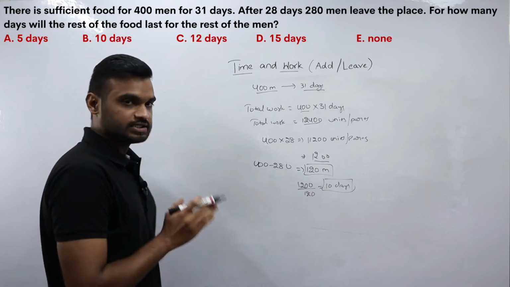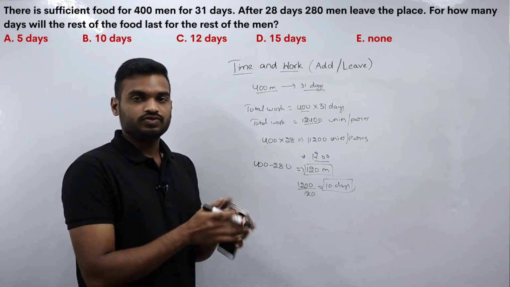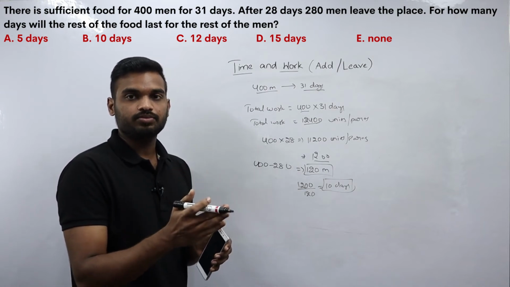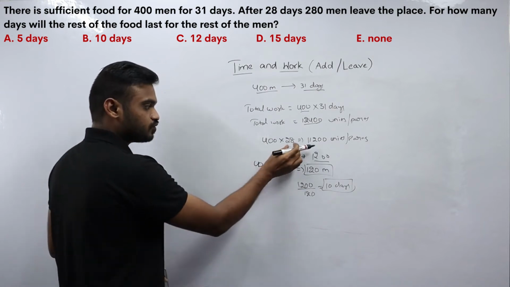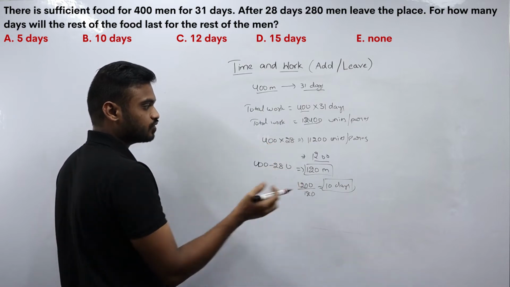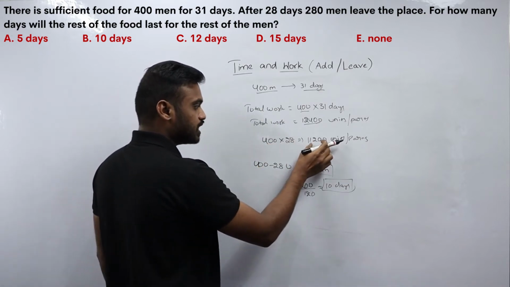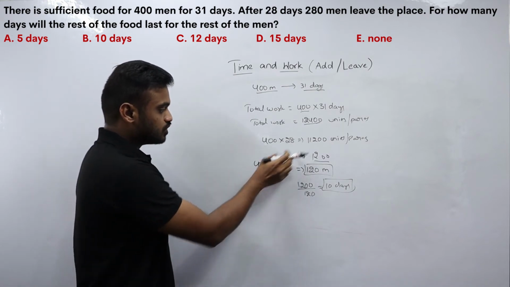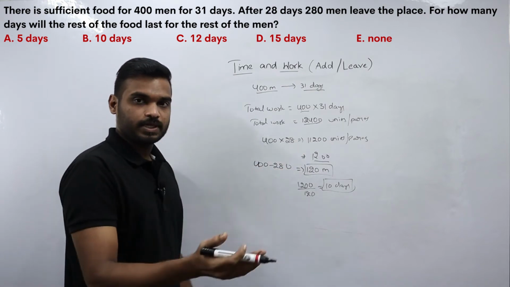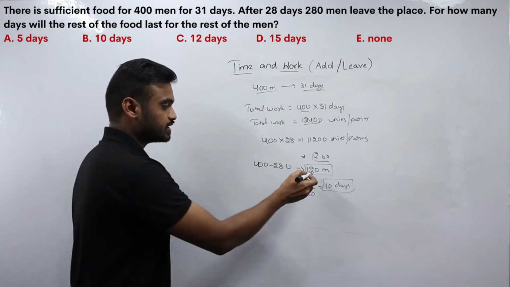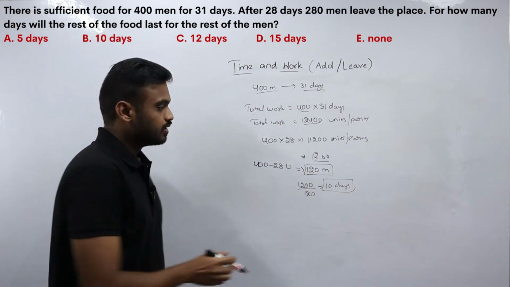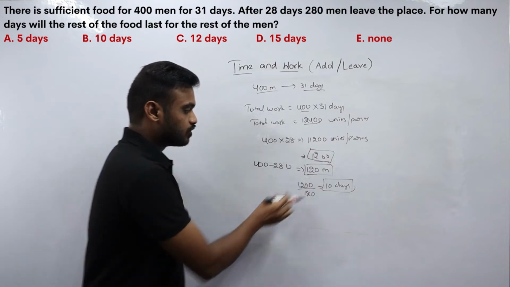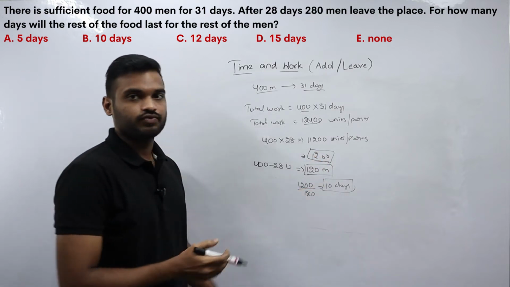So after this they are saying that up to 28 days, 400 men are having the food. After 28 days, 280 men left the place. So up to 28 days they have completed 11,200 units. Now after 28 days, 280 men left the place. Now what is the number of men left over? That is 120 men. Now to complete these 1200 units of food, 120 men take 10 days to complete the food.